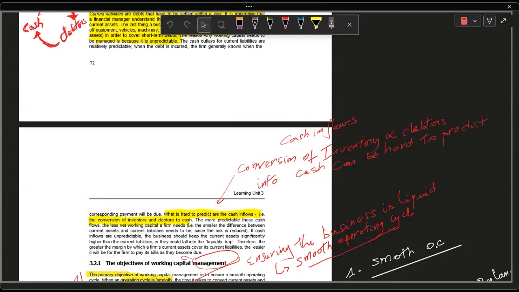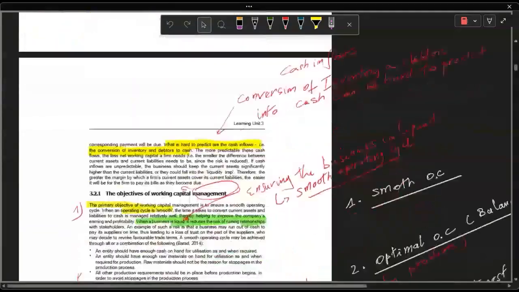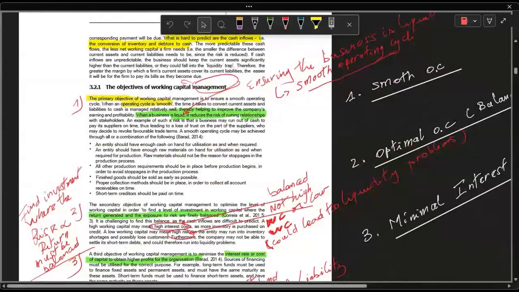You don't know when the cash will come in because you have to rely on your customers. And that's the reason why we need to manage it. Whatever gives us uncertainty, we need to mitigate the risk by proper management. And you, as an entrepreneur, need to be aware of this. So, ensuring that the business is liquid enough, that there's a smooth operating cycle is very important. And that's what the primary objective of working capital management is. You want a smooth operating cycle.